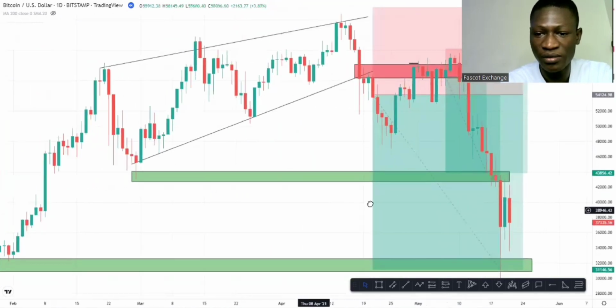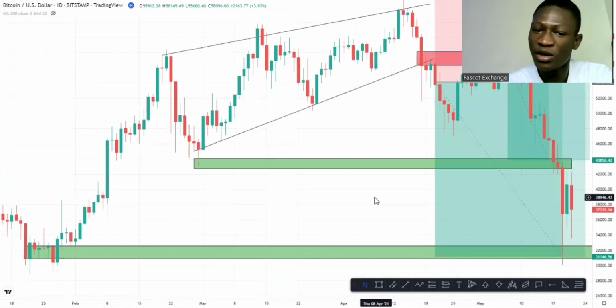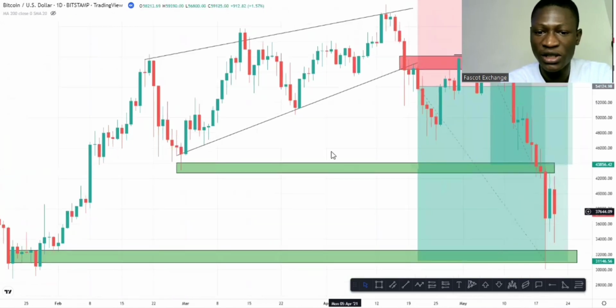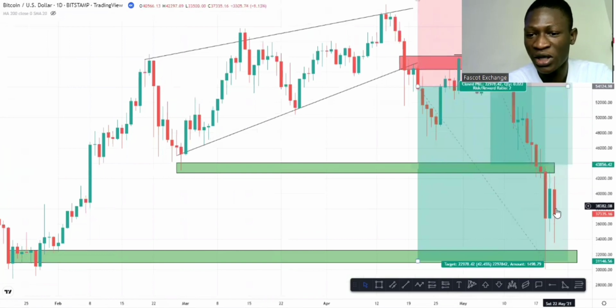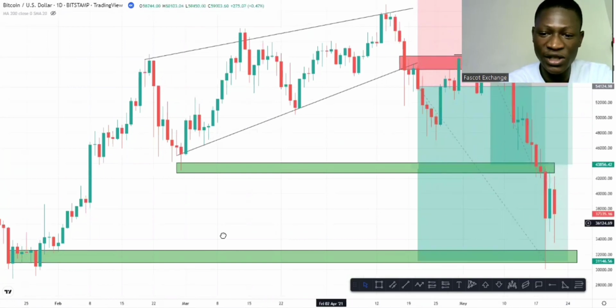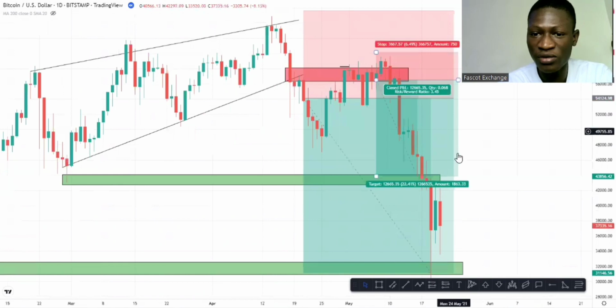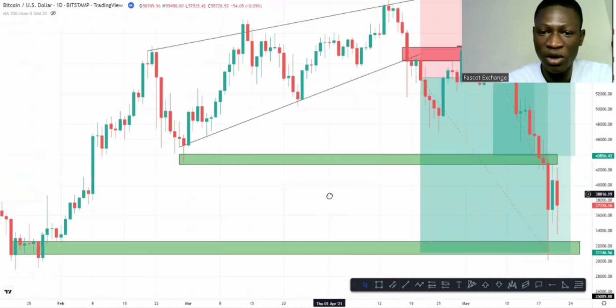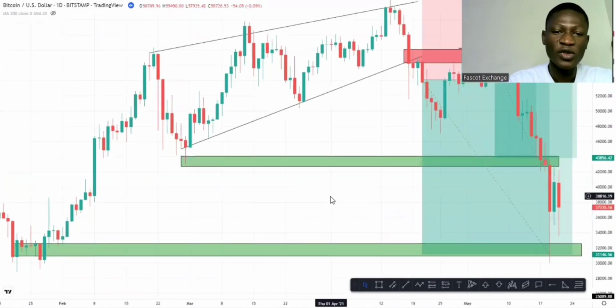Now look at it. Immediately price got here, it accumulated some buyers from here. You see, it bounced off so quickly. So here also indicates that there's a higher chance that the price is going to bounce up a little bit. But we are not certain about that. We are not concerned about that.